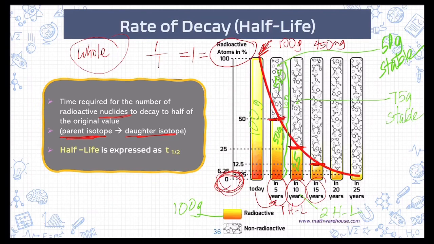So we still have 100 grams. If the first bar represents 100 grams, then every single one of these bars is still 100 grams. It's just less and less of it over time is radioactive. Notice the key down below. It shows you the black and white circles or molecules that are represented there are non-radioactive, so they've become stable.